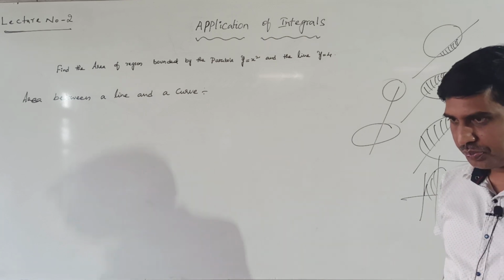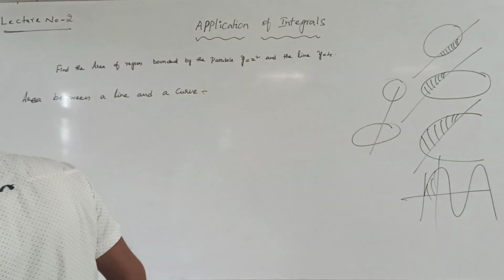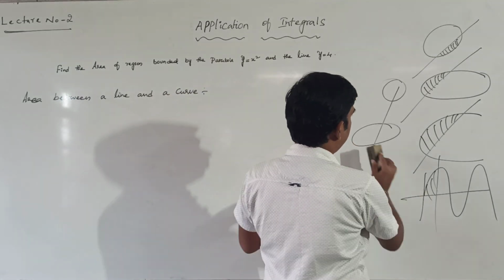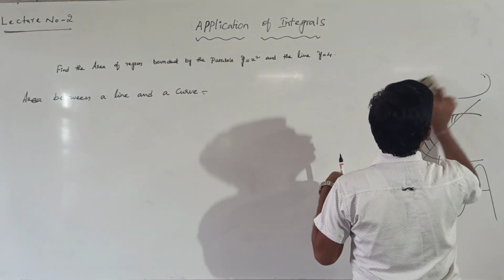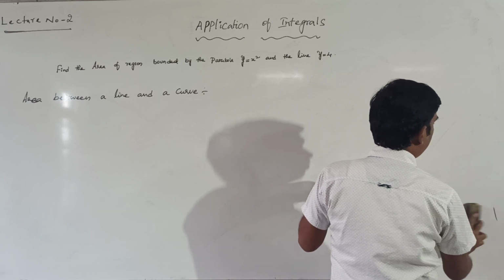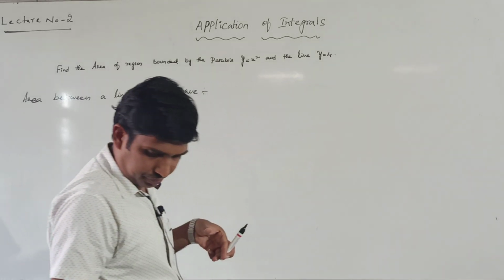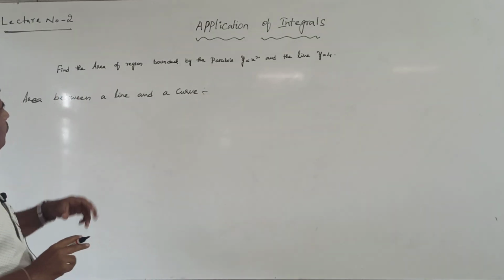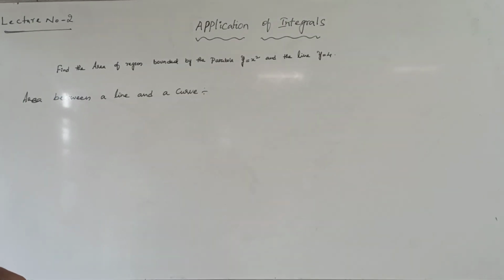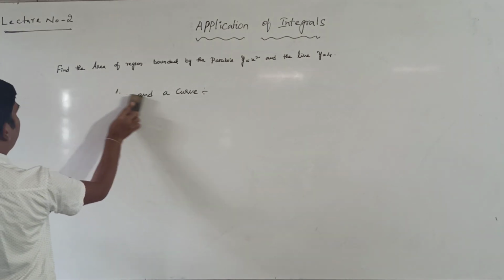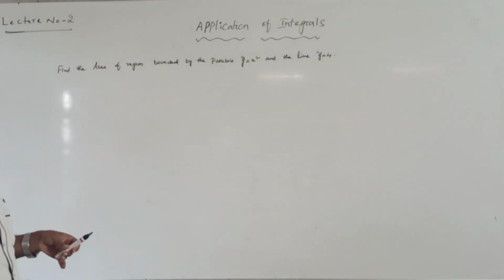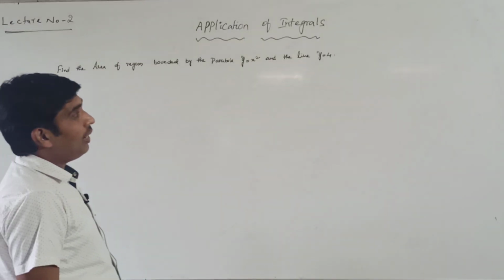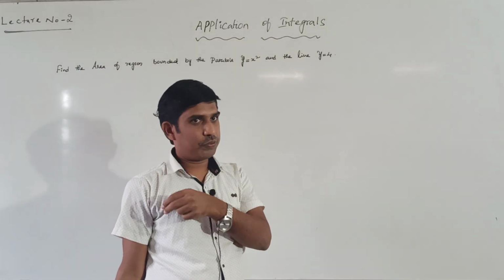So now observe. With that problem, we can easily know this. So what is that problem? Find the area of the region bounded by the parabola y is equal to x square and the line y is equal to 4.